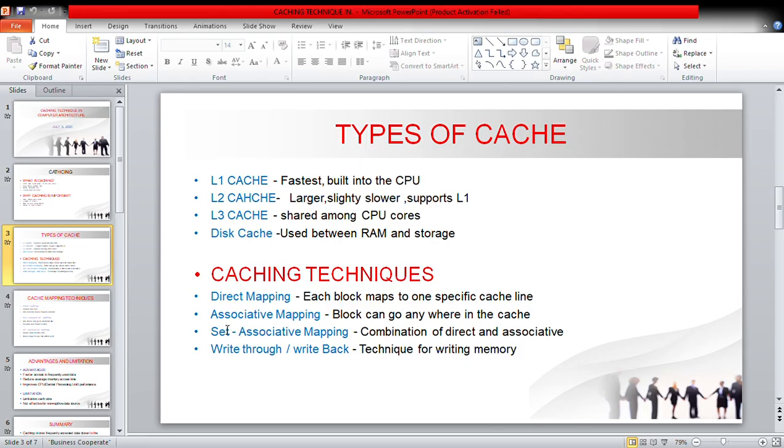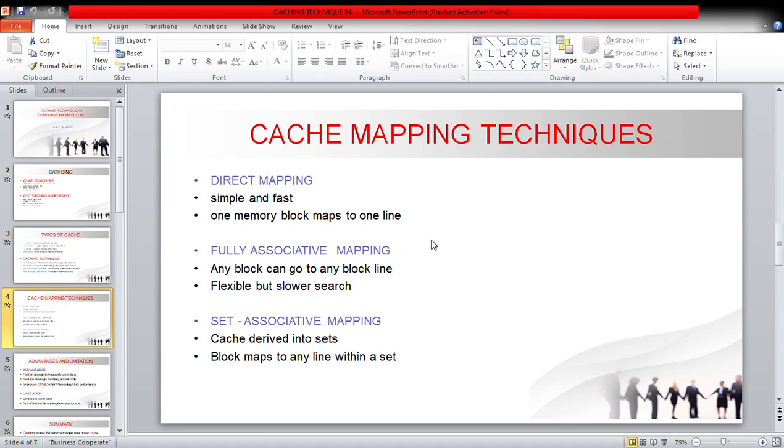Let's move straight to the cache mapping techniques. The direct mapping is very simple and fast. One memory block maps to one line, only one line. That's why we say one-to-one. Keep that in mind. In fully associative mapping, any block can go anywhere. It is flexible but slower. Then let's go to the set associative mapping: the cache is divided into sets, and a block maps to any line within the set.